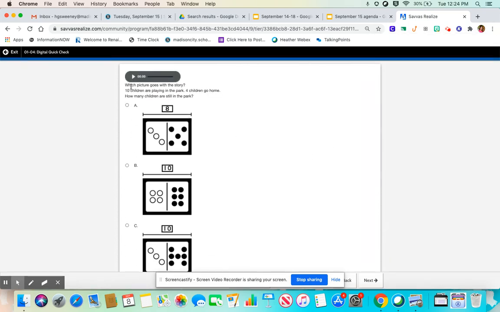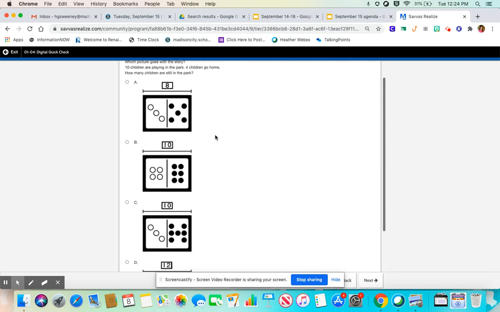All right, so it says, which picture goes with the story? 10 children are playing in the park. 4 children go home. How many children are still in the park? So there's 10 children playing and 4 go home.